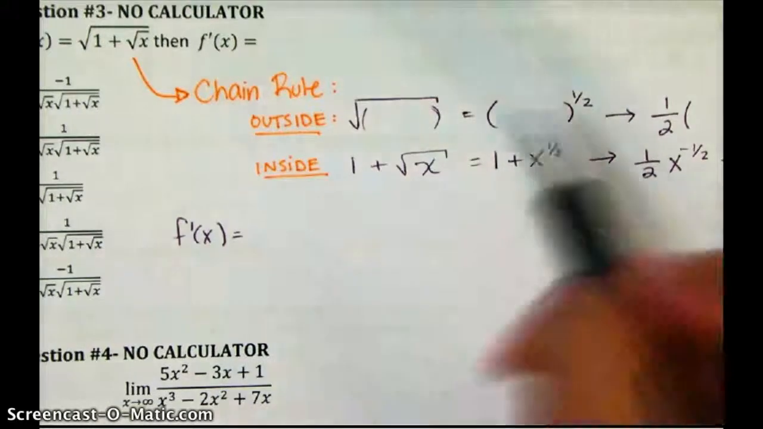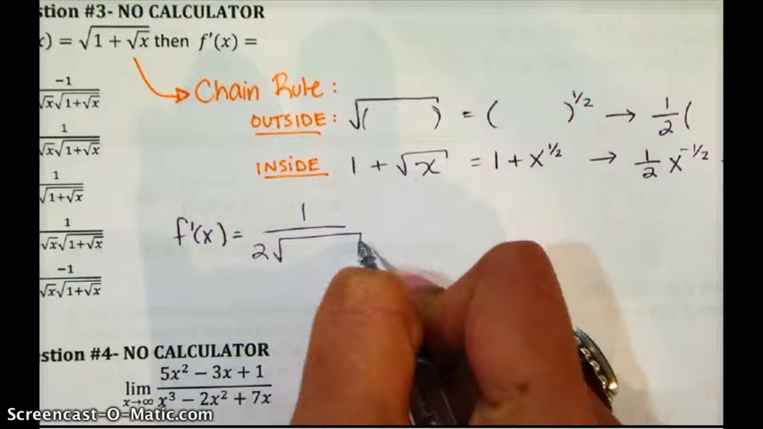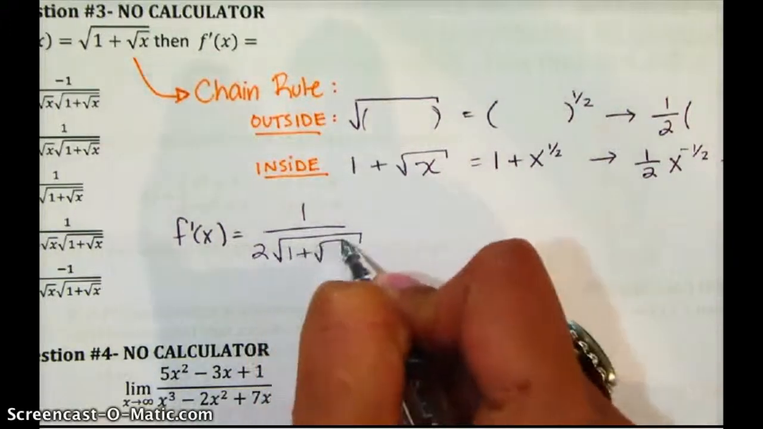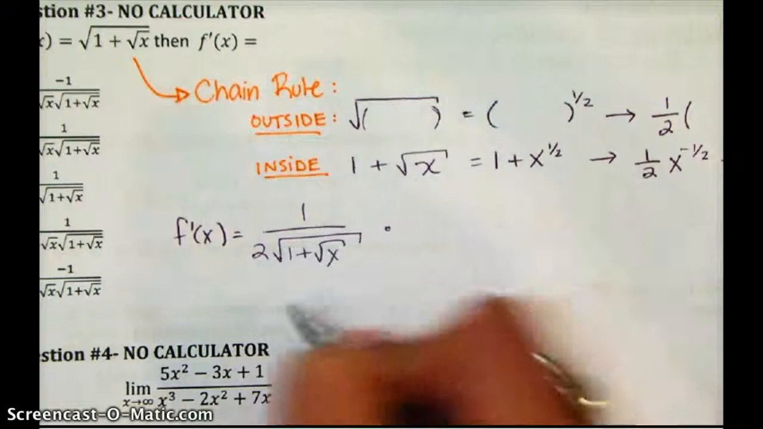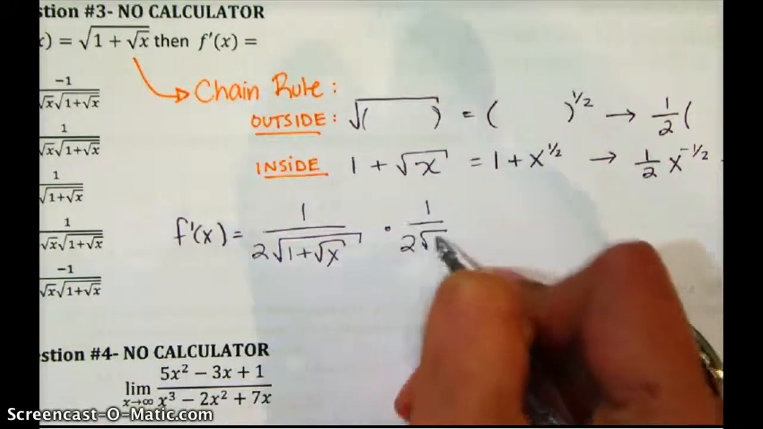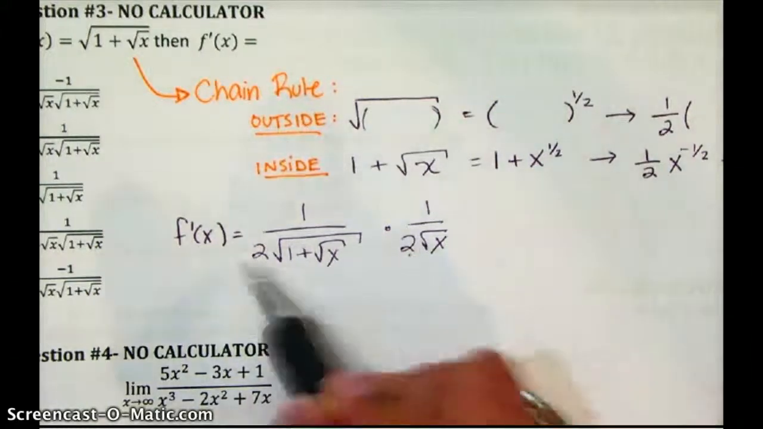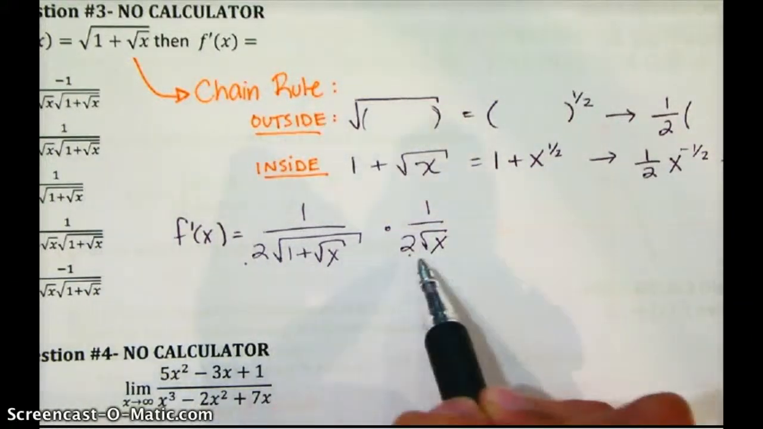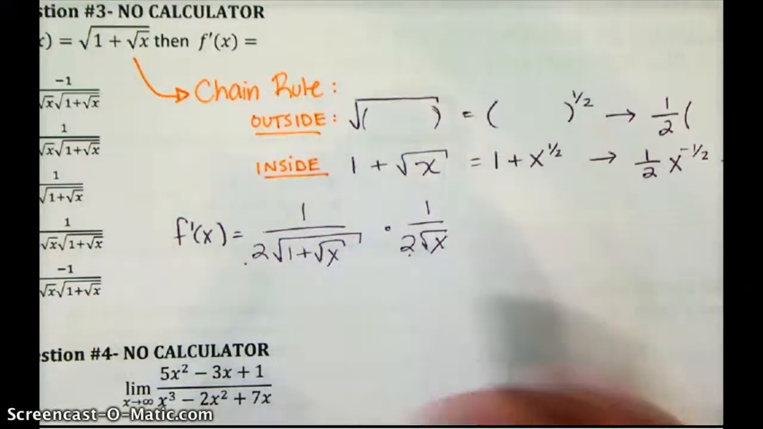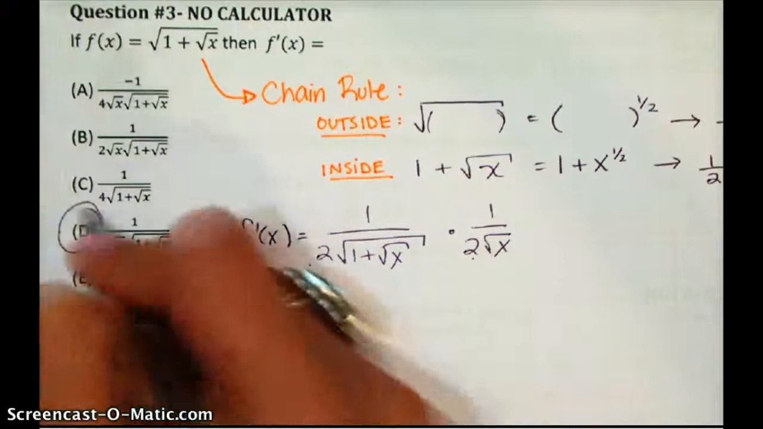I start with the derivative of the outside, which is 1 over 2 square root of something. Into that space, I plug in the inside function, which is 1 plus the square root of x. And then I multiply the whole thing times the derivative of the inside, which is 1 over 2 root x. And then the rest is just fraction rules. When you multiply these together, 2 times 2 is 4. These two radicals cannot multiply because they don't have the same terms inside. And the correct answer is D, right there. You can just see where it's coming from.